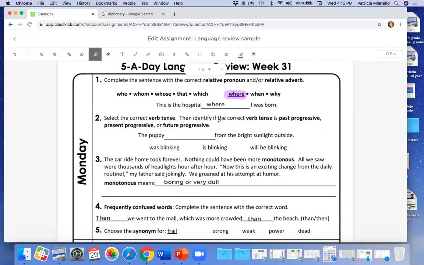You identify the verb tense by underlining or highlighting one of these 3 options right here: past progressive, present progressive, or future progressive. You could type the words here into the line by adding a text box. So I could say the puppy was blinking from the bright sunlight outside. When I finish typing that in, if I move away from it, I can look and see whether I can read those words.